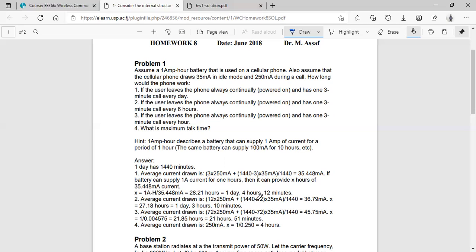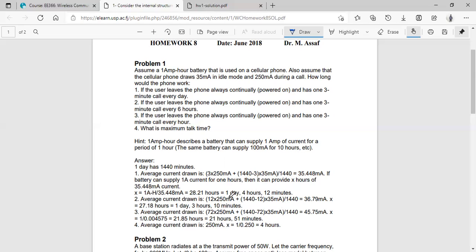So 1440 minus 12, right? Multiplied by 35 milliamps, because the phone consumes 35 milliamps when it is idle, right? So multiply by 35 milliamps, and then since we are averaging the current, we divide by the total minutes, or total minutes in that particular day. So divide by 1440 minutes.